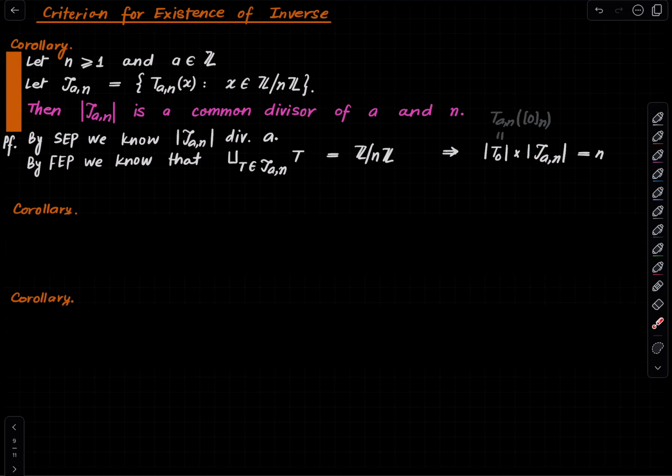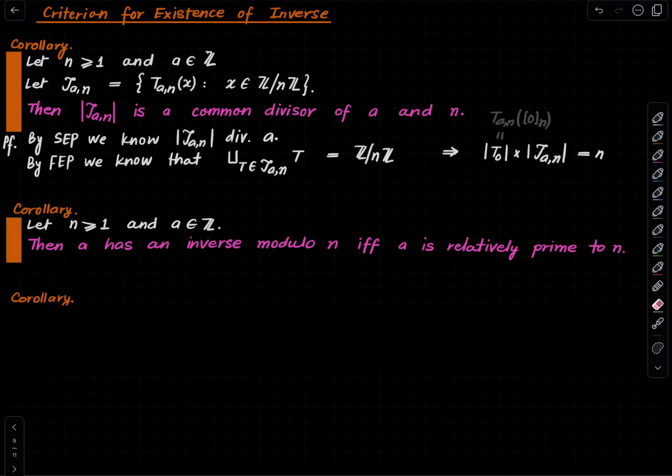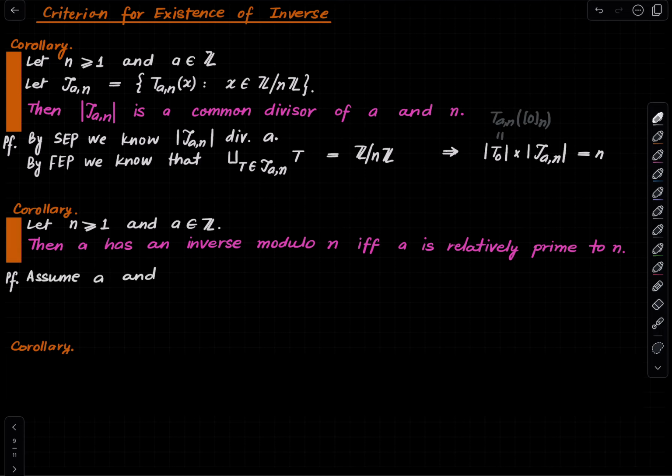Okay. And now, if we have a positive integer n and a is an integer, then a has an inverse modulo n if and only if a is relatively prime to n. So how does that hold? So here is the proof. The easy part we have already seen. The hard part is when you assume relative primality. So assume a and n are relatively prime.